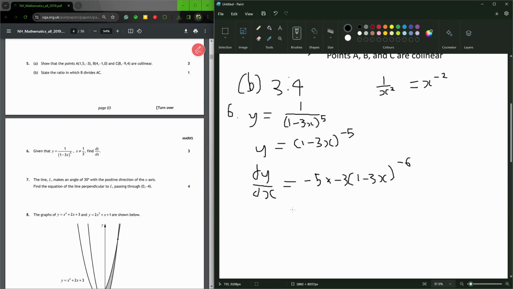That looks good to me. And what's a minus times a minus? Well, folks, it's a plus. So it's the same as positive 5 times positive 3. So it's 15 times whatever this horrible thing is.